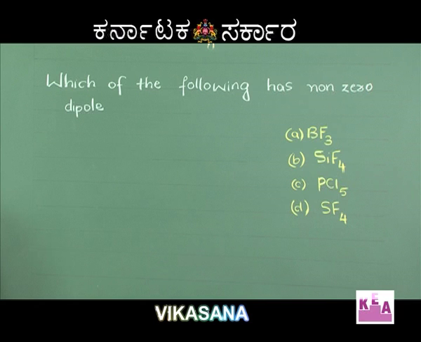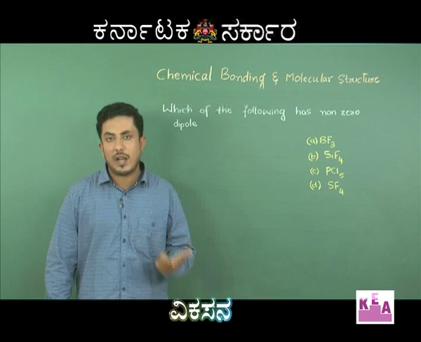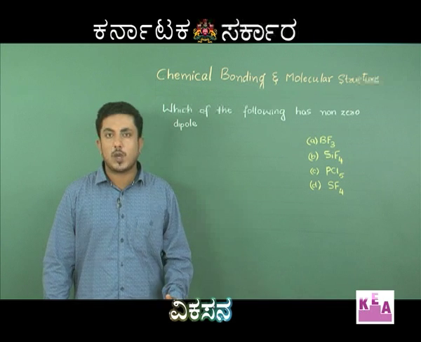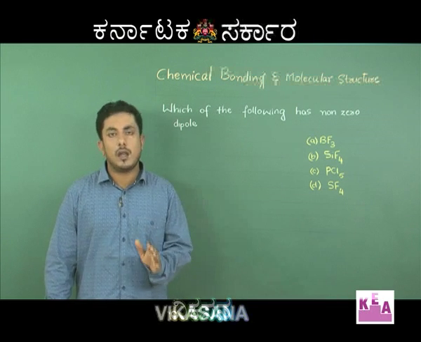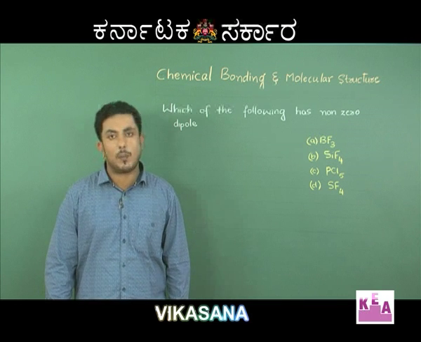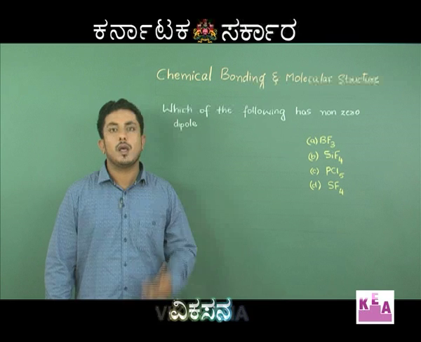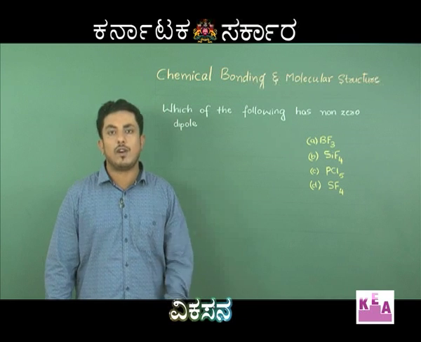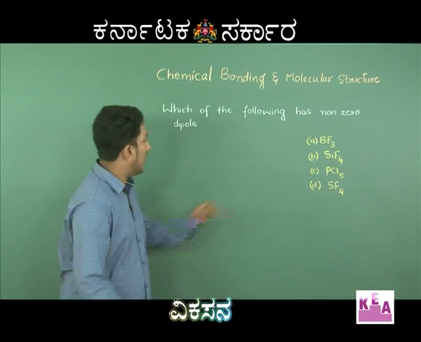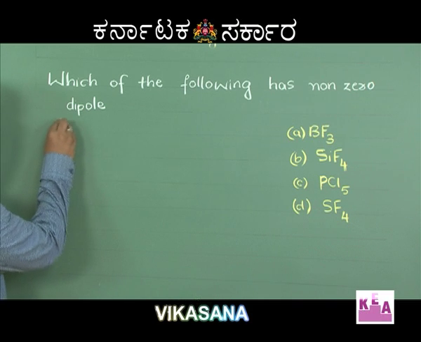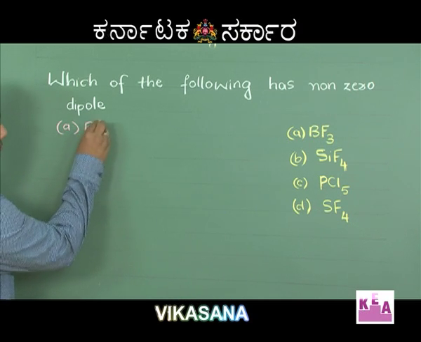The next question is, which of the following has non-zero dipole? We need to first predict the hybridization, then find the shape of the molecule. If the molecule has a symmetrical shape, then that molecule will have 0 dipole. If the molecule has irregular geometry or an unsymmetrical shape, then that molecule will have a non-zero dipole. We'll start with the first option, option A, boron trifluoride.